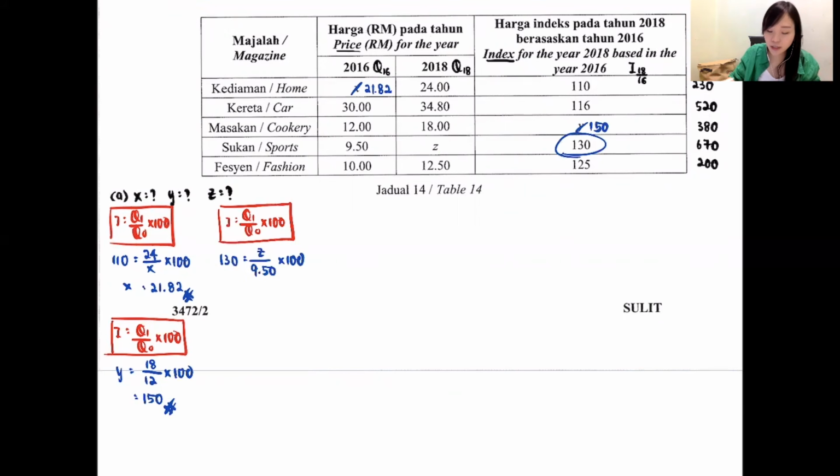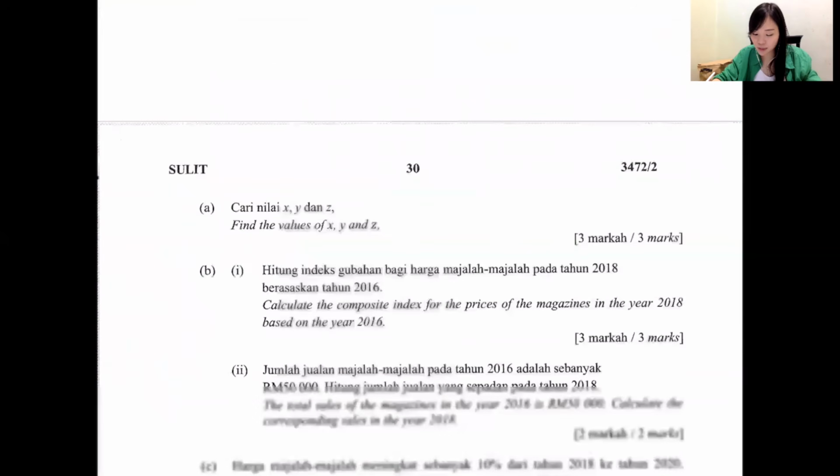Okay? All I need to do now is sub. So my Z answer is 130 divided by 100 times 9.5. Guys, money, right, 2 decimal places, so 12.35. Okay, got it. 12.35. Just like that. Hopefully you guys understand. Next one is the B.